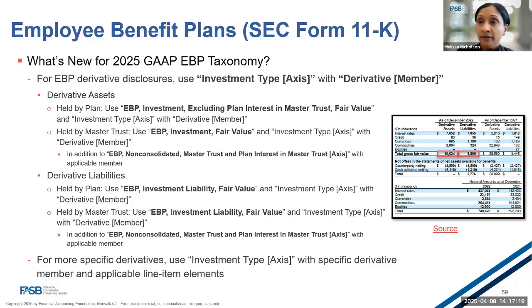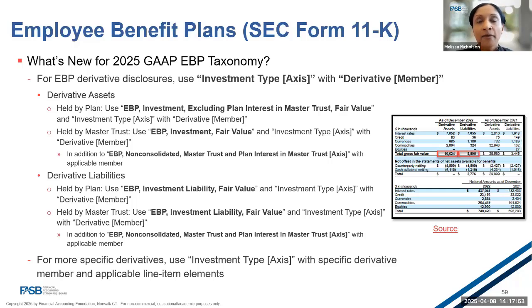Then when it comes to the derivative liabilities, such as that 8200 that's included in the screenshot on the right, if those derivative liabilities were held by the plan, that's to be tagged with the EBP investment fair value line item element and the investment type axis with the derivative member. But if that instead were held by the master trust, it's to be tagged with the EBP investment liability fair value line item element with the investment type axis and a derivative member in addition to the master trust axis and the applicable member.